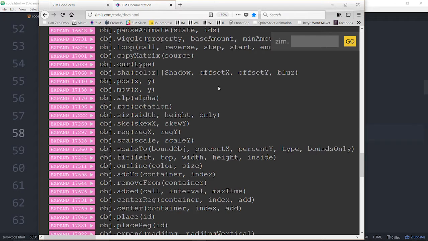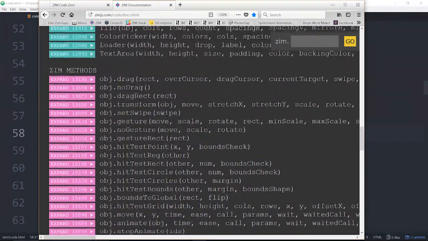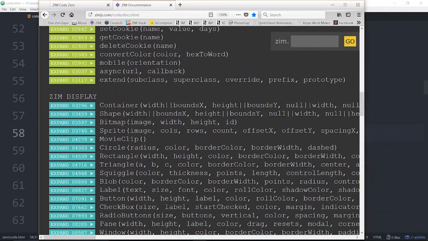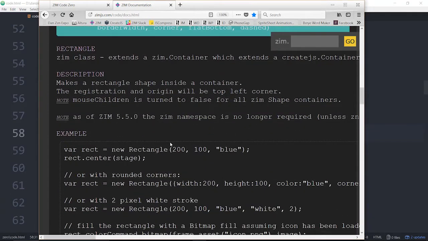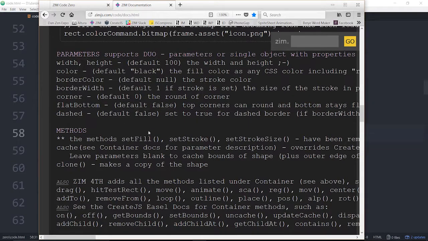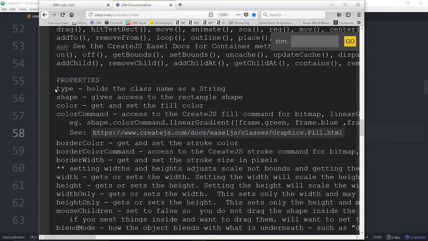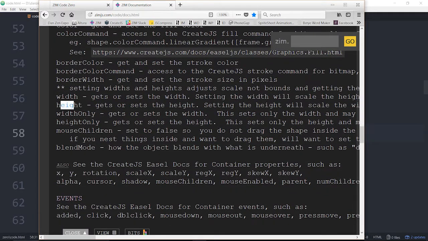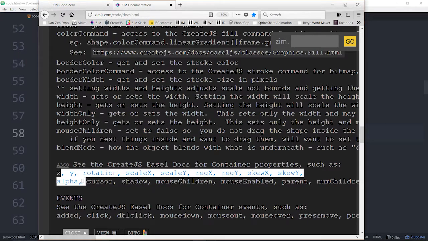Now in terms of the X and Y and alpha and the properties, those come with CreateJS. So you won't find a thing about properties here. But for instance, if we go into the rectangle like that, we can see the parameters we can set, talks about it. We can see the methods, and here are the properties. This lists Zim properties that were added or changed by Zim, such as width and height. And there's the width only and the height only. But it also says, also see CreateJS Easel docs for container properties such as X, Y, rotation, scale, X, scale. So all those right there, all the ones that we just looked at in terms of basic properties, they come with CreateJS. So we didn't put documentation. You can go to the documentation in the CreateJS to read more about those.